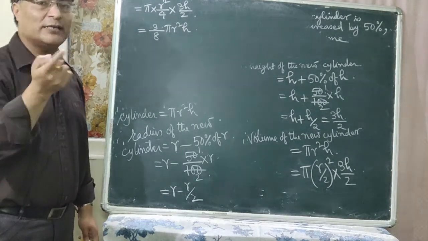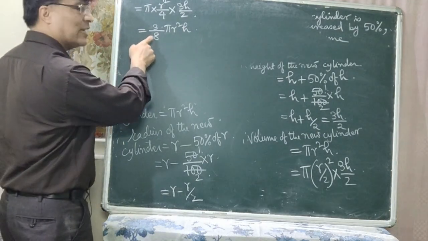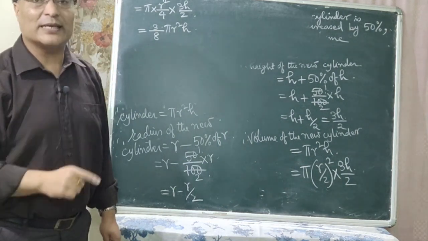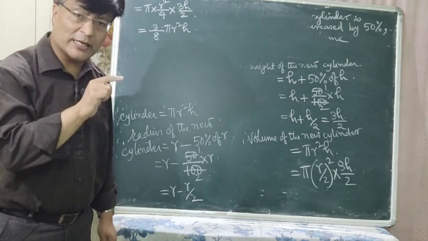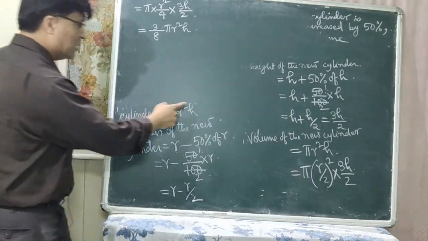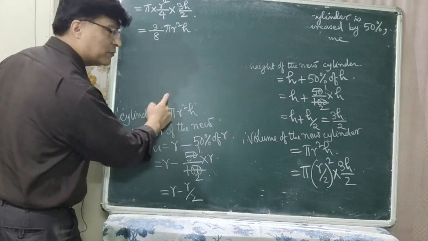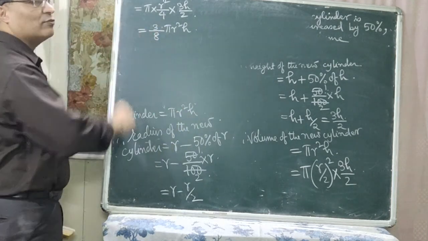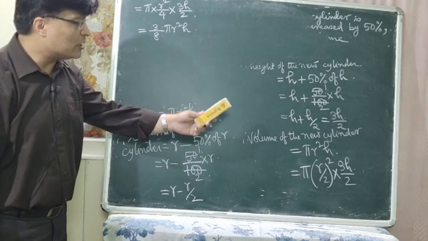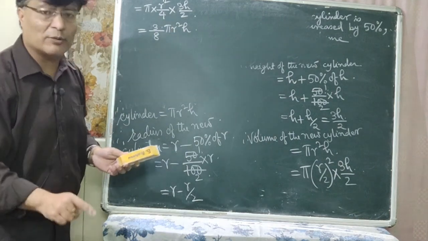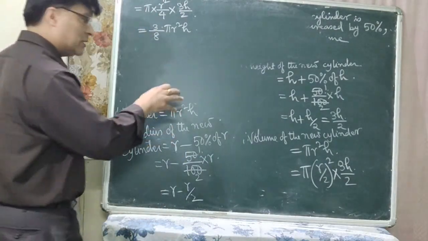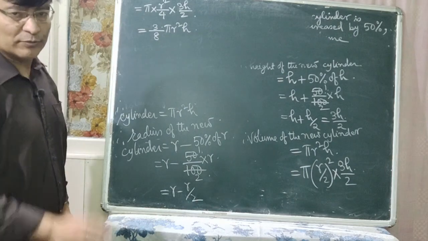So 3 by 8, obviously it is less than 1 because the numerator is less than the denominator. If the numerator is less than the denominator, then it is always less than 1. Is that clear? That means this pi r square h, the volume of the original cylinder, is greater than the volume of the new cylinder. So what happened here? Did it increase or decrease? So if the volume of the new cylinder is less than that of the original cylinder, then it has decreased. Is that clear? To find by how much it decreased, you have to subtract this new volume from the original volume.